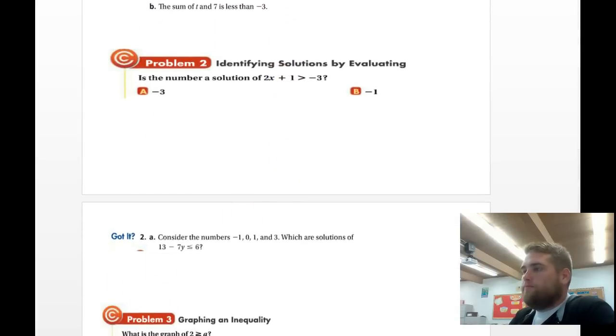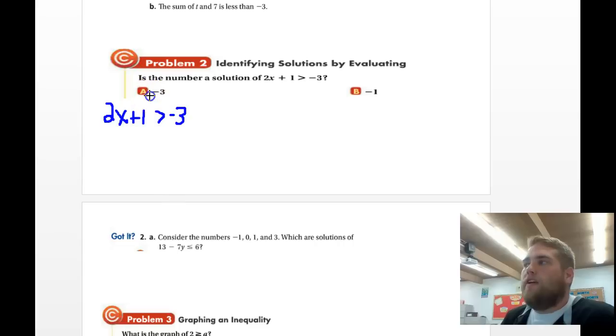Okay, so now we are going to come down here to problem 2, and we're flying right along today. Okay, so on problem 2. Is the number a solution? Okay, so it's going to give us a number and it gives us this equation. So our equation is 2x plus 1 is greater than -3.